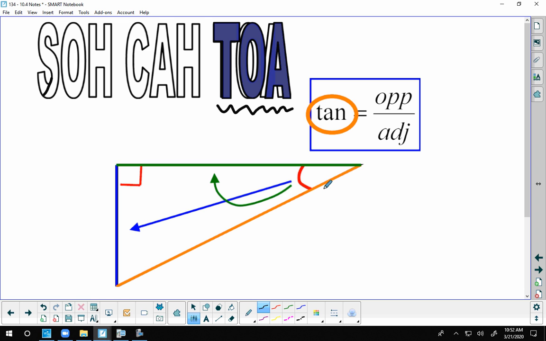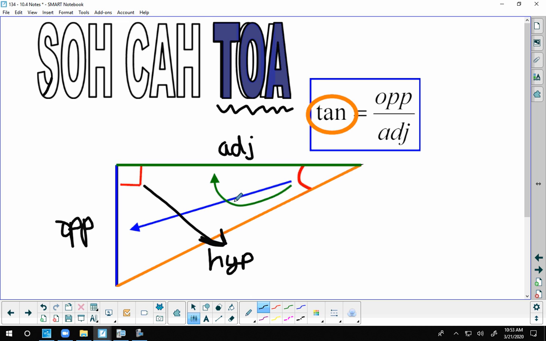So if I say find the tangent of this angle right here, then you would do the opposite side over the adjacent side. Now, opposite is across from, so this would be opposite of this specific angle, and then this would be the adjacent side because it's right next to it. Okay. The other side that we don't use for a trig ratio is the hypotenuse, and you guys are good at identifying the hypotenuse because you know that it's across from the 90-degree angle.